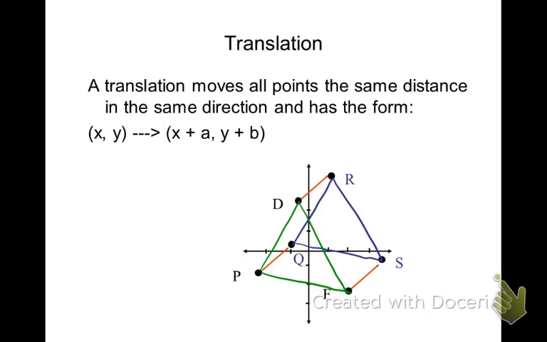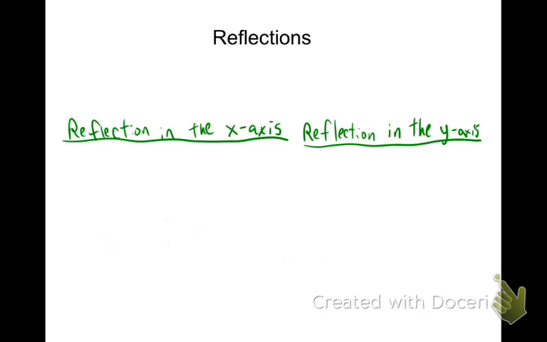Now you'll notice that we write the translation as x plus a, y plus b. The x plus a, that's a number in the x direction that we're going to move. That's going to be the horizontal movement. And the y plus b is going to be the vertical movement. So triangle PDF is the original, and triangle QRS would be the image.